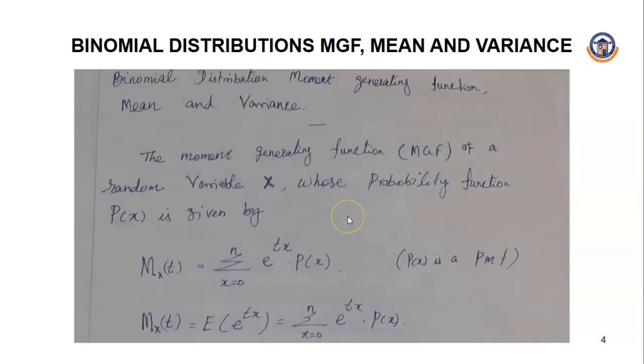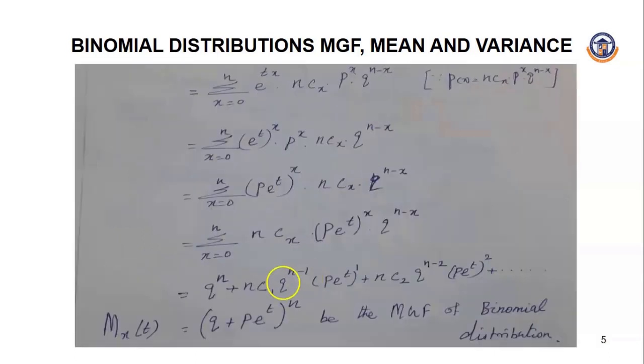So now we are going to find the moment generating function, mean and variance of the binomial distribution. So this moment generating function MGF of a random variable x whose probability function p of x is given by Mx of t is equal to summation x equal to 0 to n e power tx p of x, where p of x is a probability mass function, where p of x is equal to, from the binomial distribution, nCx p power x q to the power n minus x. Summation x equal to 0 to n e power tx nCx p power x q to the power n minus x.